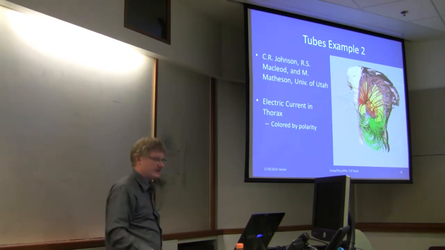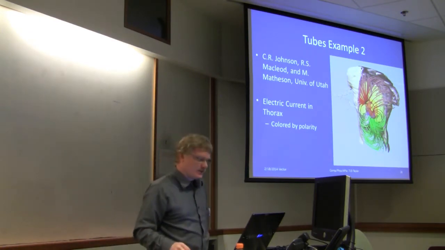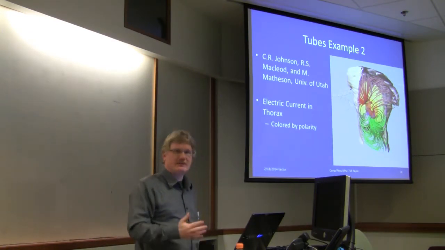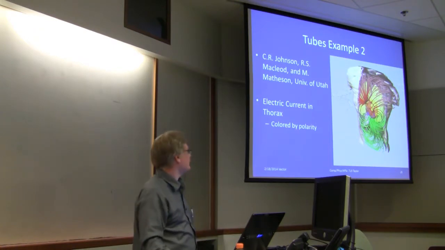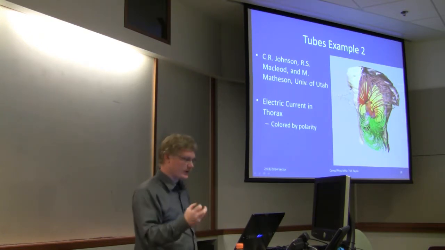All right, this is an example of the electric current in the thorax. Here the color shows polarity, positive versus negative charge. These go along the gradient lines to show you how the flow is going through the thorax as the heart is pumping.